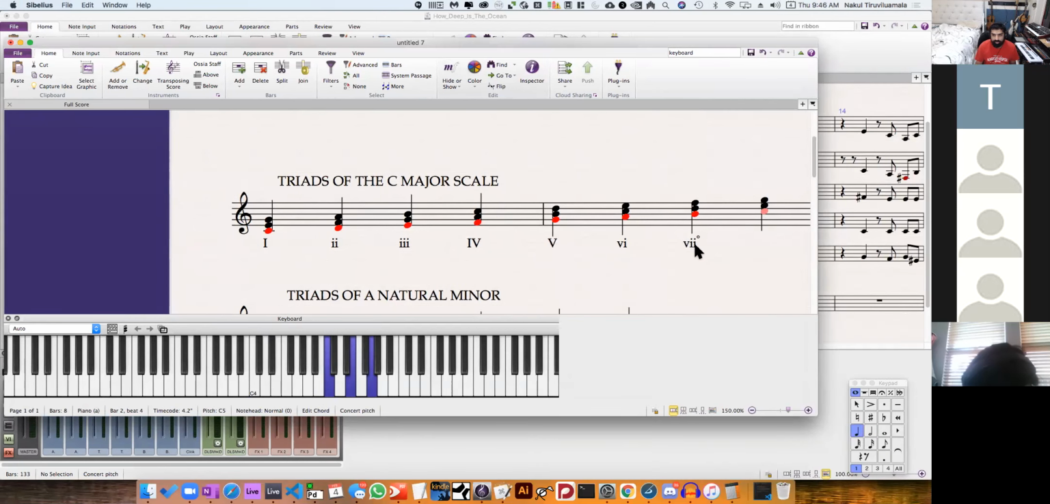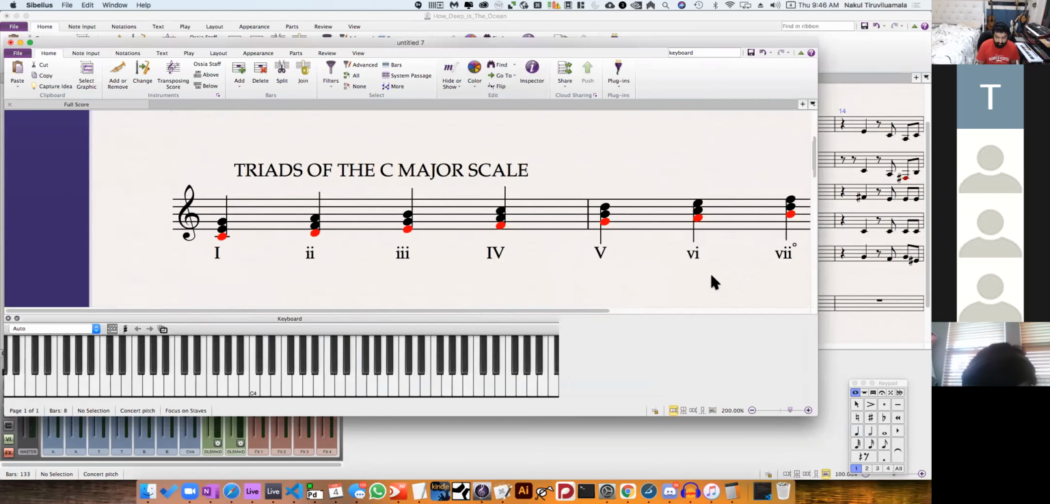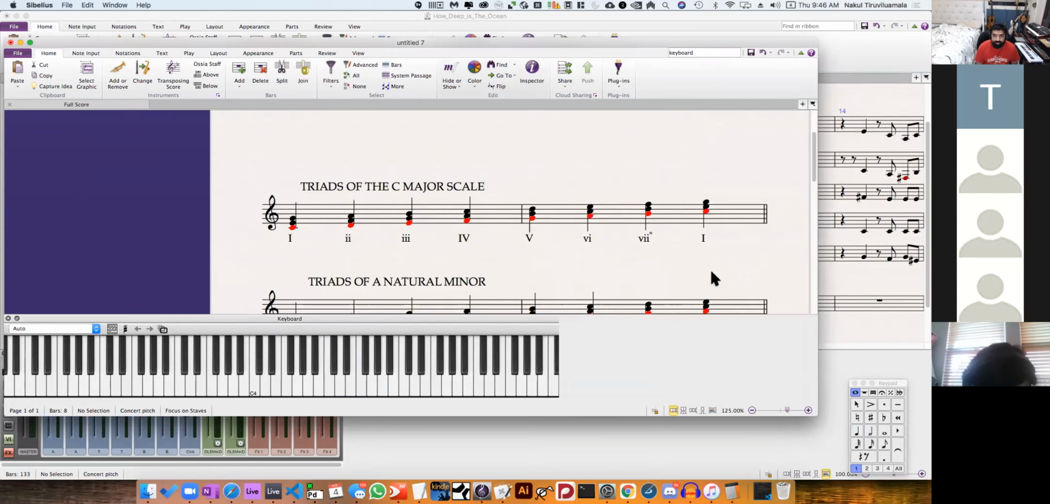Okay, so this one right here is diminished. And then we're back to major, right? So these are the qualities, and these are the triads of the C major scale.